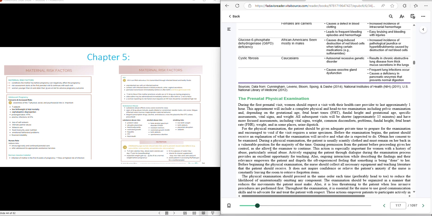Again, prenatal physical examination. So what are they going to do? They're going to do a pelvic exam. They're going to figure out the gestational age, and we'll talk about how they do that. Fetal heart tones, fundal height, vital signs, of course, and weight. The first screening is usually the longest, and then after that, when they go, it's a quicker visit.